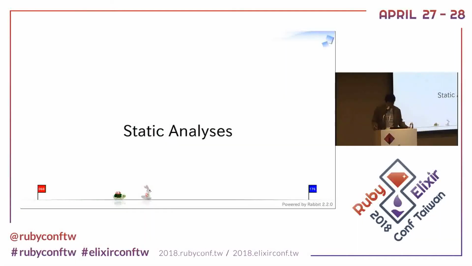And the static analysis. Recent popular modern programming languages have static types, like Go, Rust, Swift, or whatever, TypeScript. Those programming languages have static types, which Ruby doesn't have.